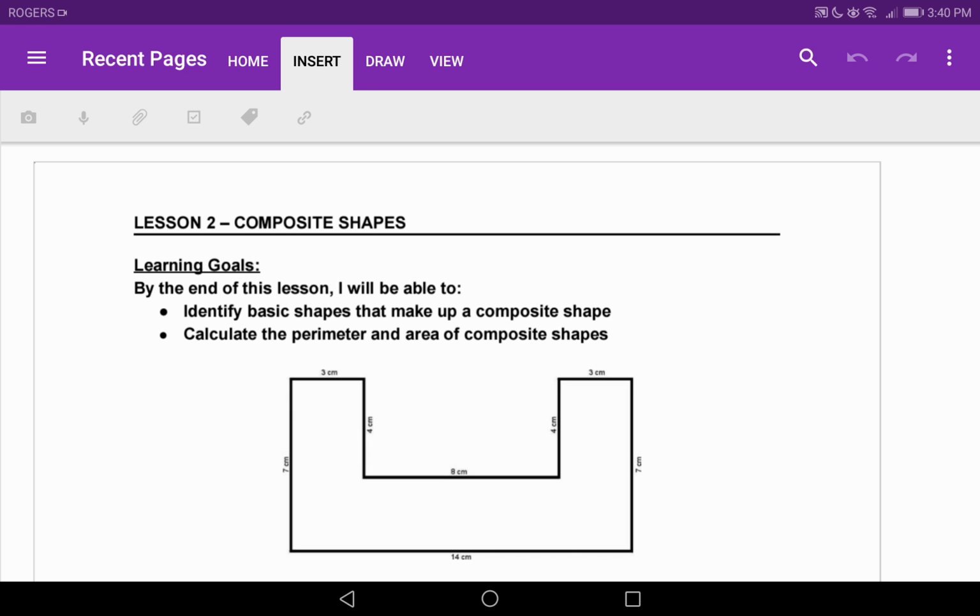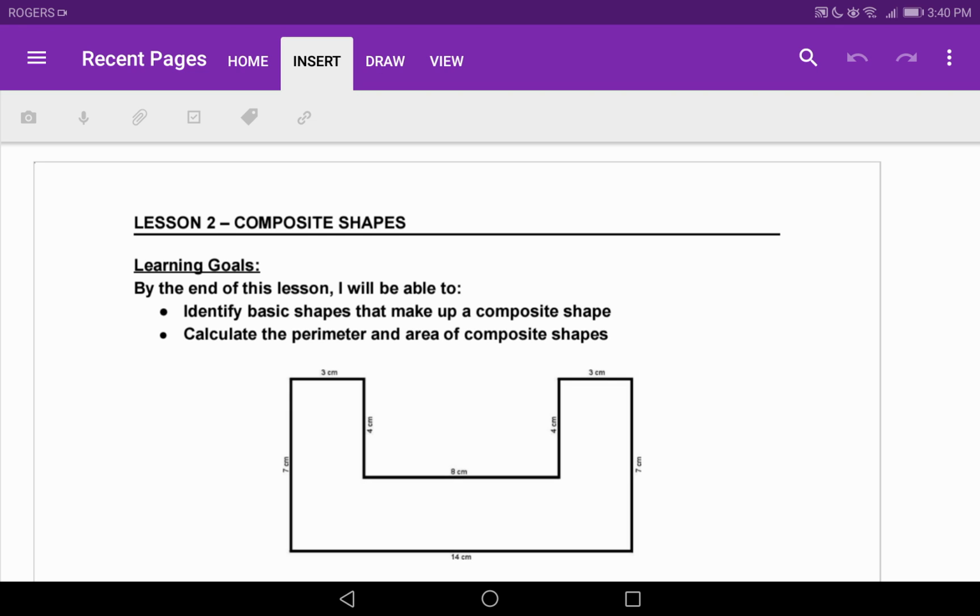All right? And what we're doing in lesson 2 is we're going to add on to what we did in lesson 1. By that I mean that we are now going to take what's called composite shapes and find their perimeter and their area. And of course we need to first define what a composite shape is.